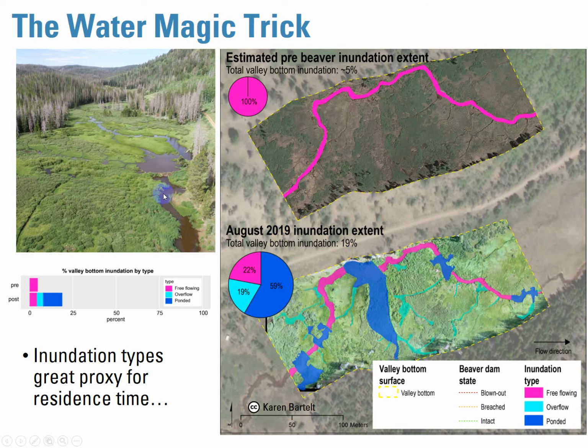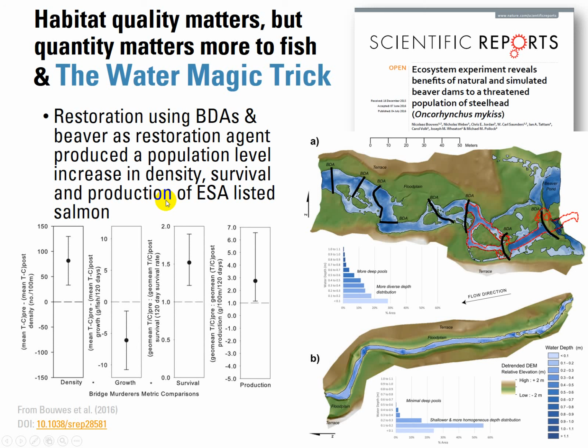But the amount of aquatic habitat is way more. This is the same flow. So that's what we mean by the magic trick.